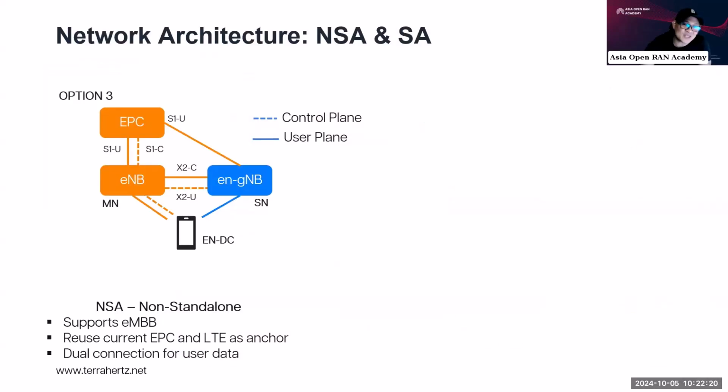So that is the fastest way to implement a 5G network on your LTE system that we built in the Philippines and in other countries. NSA. Okay? So it supports eMBB, reuse of the current EPC, and LTE as an anchor. We call it the anchor, and the dual connection of user data. So of course, that's the basic explanation of dual connectivity. There are still features that we change, but that is changing from vendor to vendor.